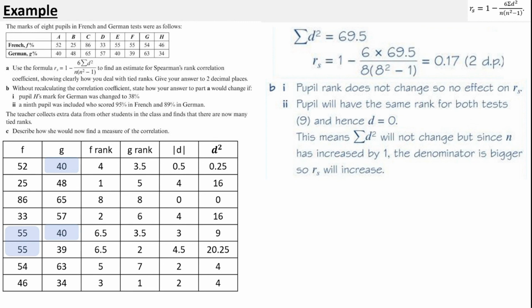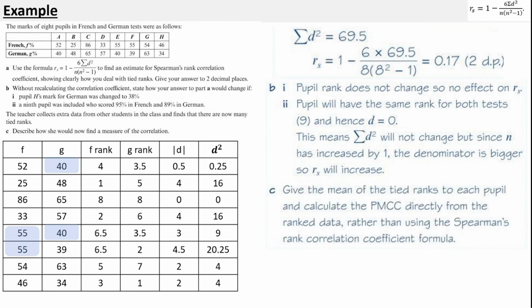So we're going to need to use the tied ranks, or the rankings that we have for the entire class. But instead of using the shortcut formula of the differences and squaring the differences, we have to revert back to calculating it with the PMCC. So we'd apply tied ranks to each of the students as necessary, and then we would calculate the PMCC from the tied data, rather than using Spearman's rank correlation coefficient formula.